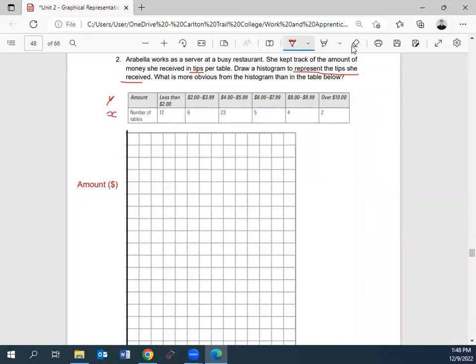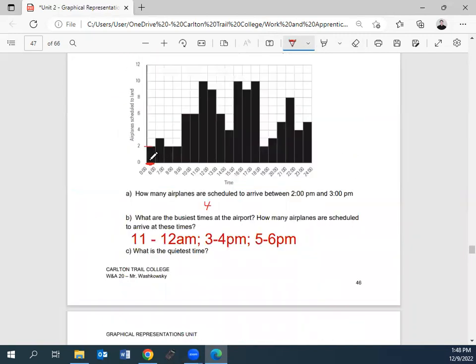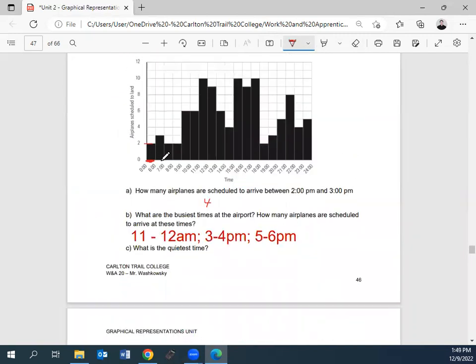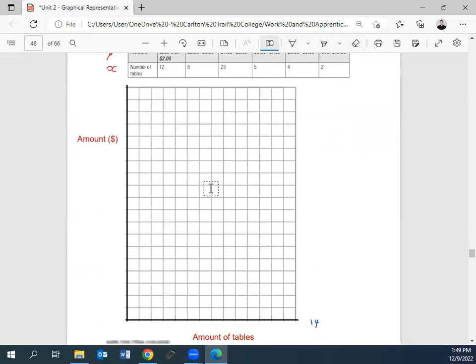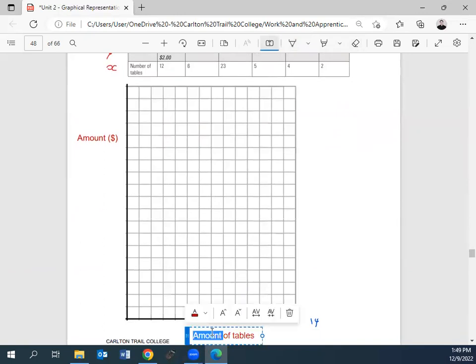Oh, you know what? No, actually, it should be the other way in this case because our range is on the bottom. This is a range of things, right? Up here it was between 6 a.m. and 7 a.m. Now we're between an amount. So this is between 0 and 2, right? Sorry, I did that one wrong. We should have the amount of dollars at the bottom.